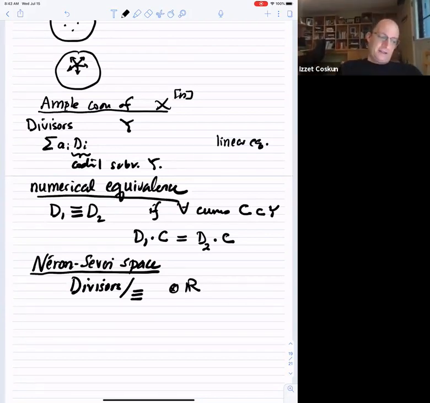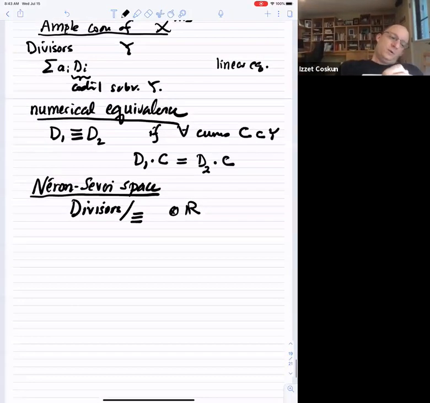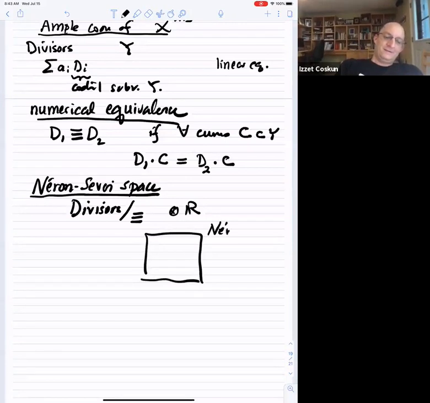So we have this vector space, and now the nice thing about this is that if you look at the set of ample divisors, so here we have our vector space, which is the Néron-Severi space. Again, this is divisors up to numerical equivalence.